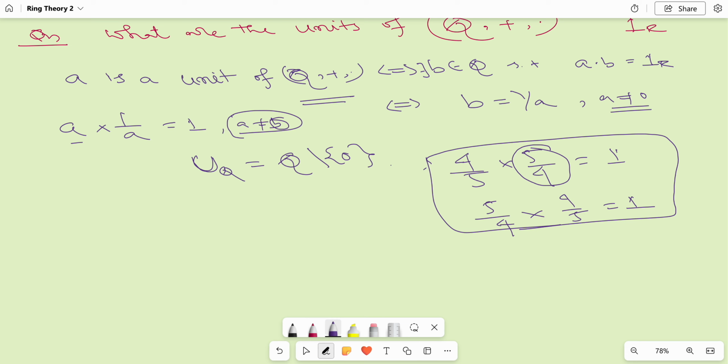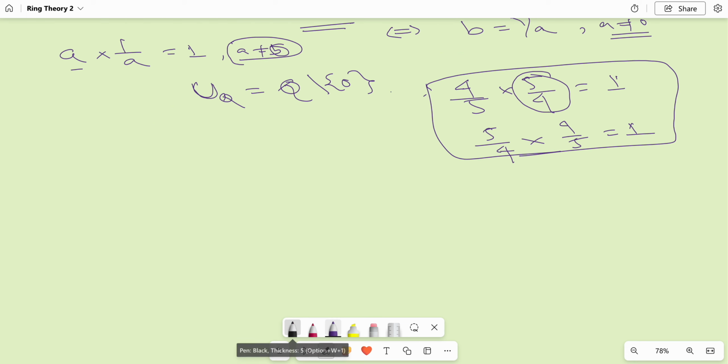So now I am defining another definition: what is an idempotent element in a ring?